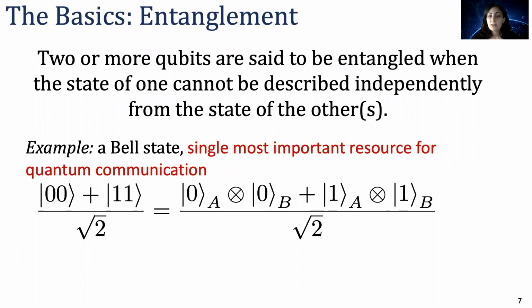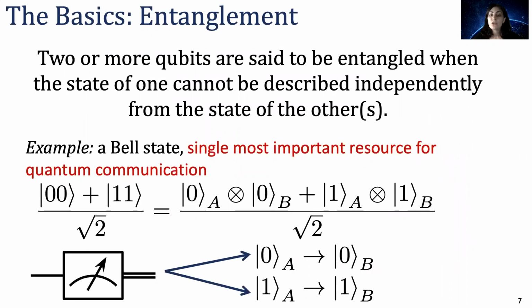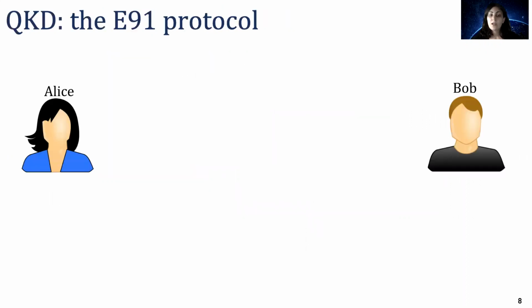Two or more qubits are said to be entangled when the state of one cannot be described independently from the state of the others. One type of entangled state is known as a Bell pair or state and is the single most important resource for quantum communication. This is a two-qubit state where the two qubits A and B may be separated by an arbitrary distance. Even in this case, if we measure qubit A and get 0 as a result, then we know with certainty that qubit B is also in state 0, and similarly if we measure one of the qubits to be in state 1.